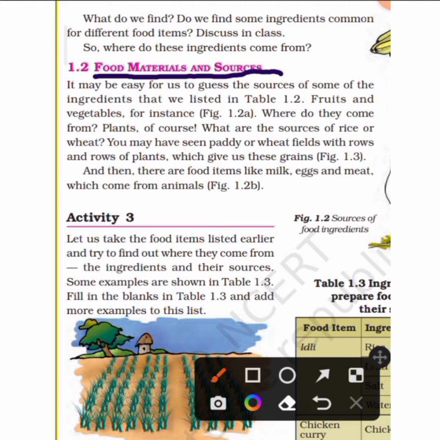So here they have given that after seeing each of the ingredients, we must have felt that it would be easy for some of them to find their sources. For example, fruits and vegetables. It's clear that they are from plants, and the sources of rice and wheat are again plants. So we have seen the paddy and wheat fields with rows and rows of plants, which give us these grains. And then the food items, for example milk, eggs, and meat, these are of course from animals. That's all about this topic.